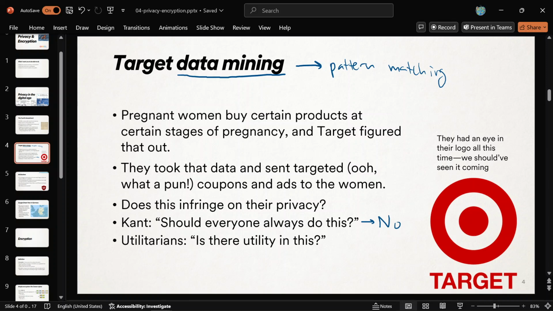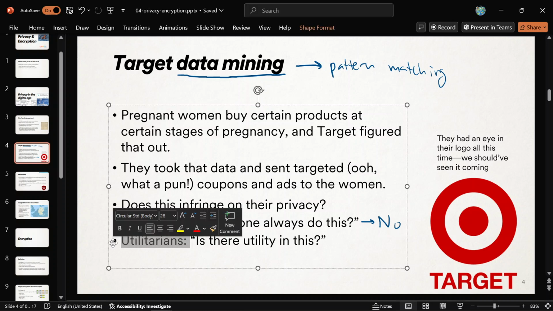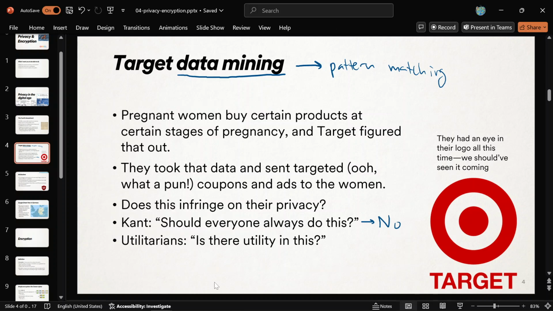And then a utilitarian would be like, all right, let's weigh the options. Is there utility in this? There's two sides to that coin, isn't there? So there's the privacy side, and the utilitarians might say, I don't like this because total utility goes down because we all lose privacy. That's an important thing. Maybe that brings the scale down in favor of no. But you could also use utilitarianism to argue yes.